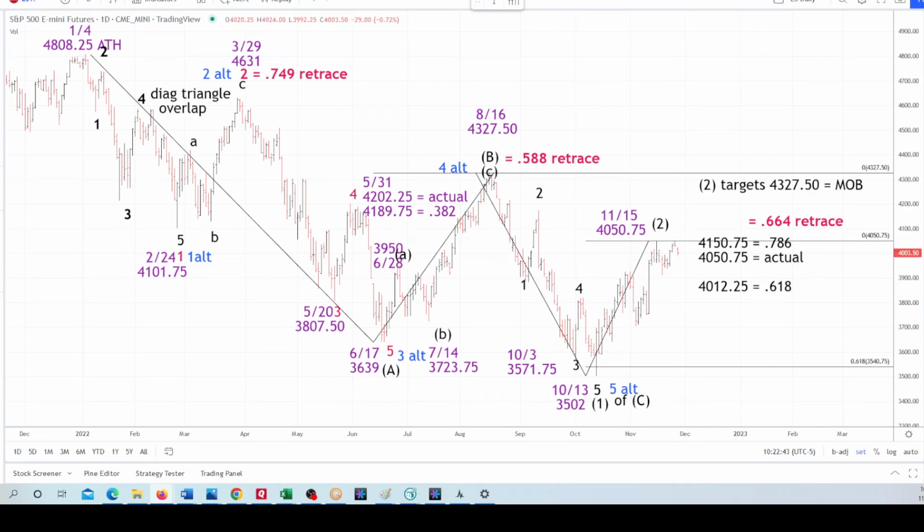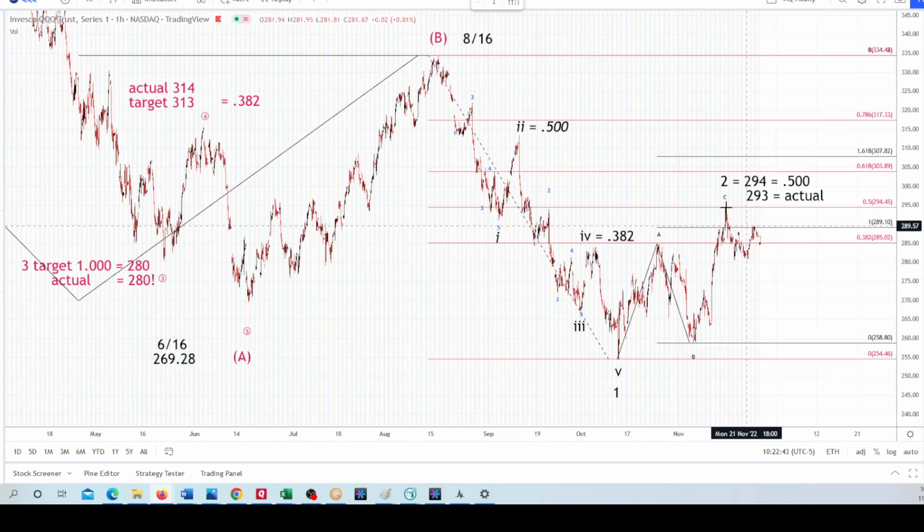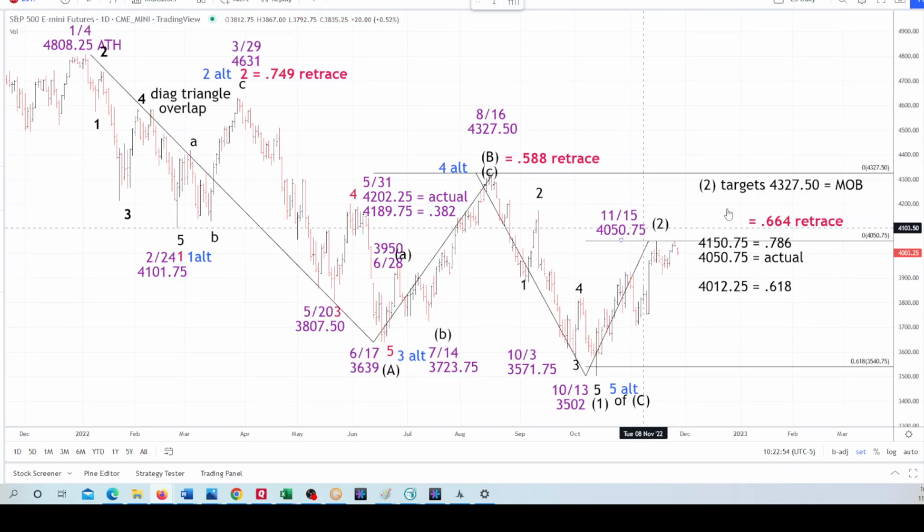Let's get back at the Qs. You can see that second wave retracement from that wave 1 low is right on the 50%. And if we get back into our ES, that is more than 50. It's more than a 618. It's a 664. And so far in the futures, that high is still on November 15th.